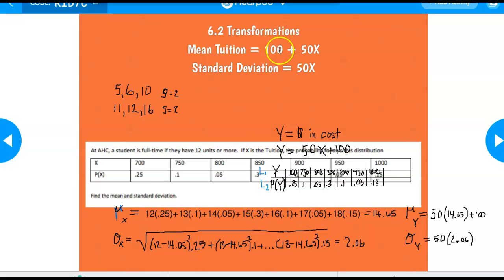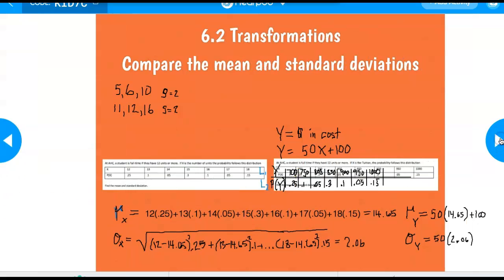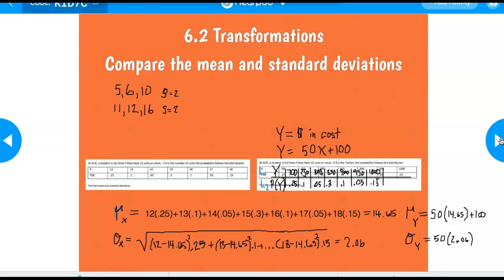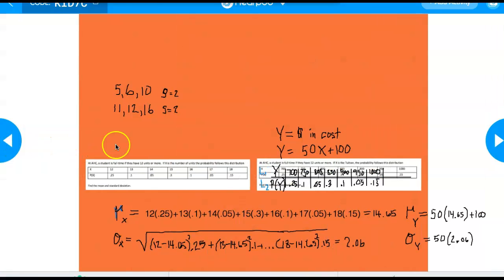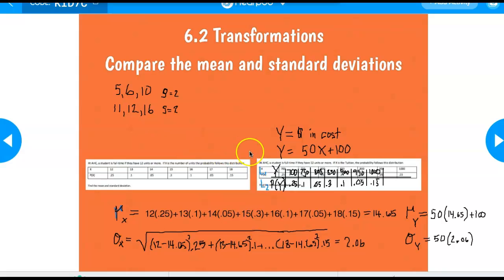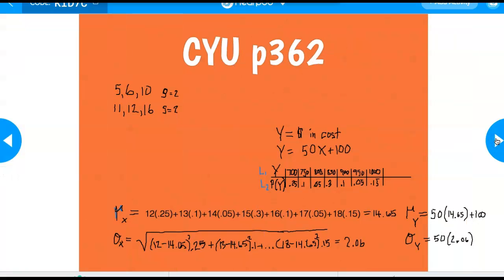So I wrote the formula up there. The mean tuition is 100 plus 50x. Standard deviation is just 50 times your standard deviation. And what did we get? Did I write it down? No, I didn't. Kind of blurry, but you get 832.5. Okay. So the mean is 832.5. That's the average cost of tuition.